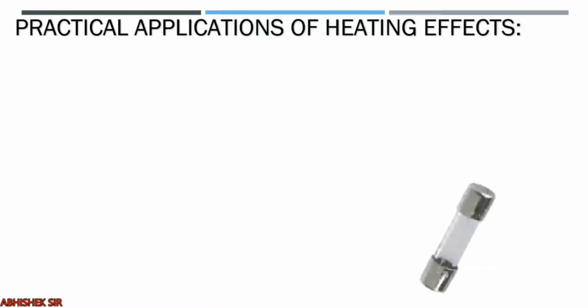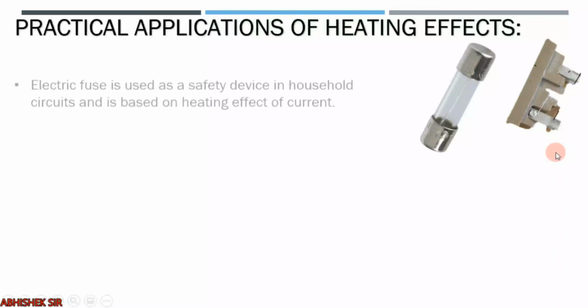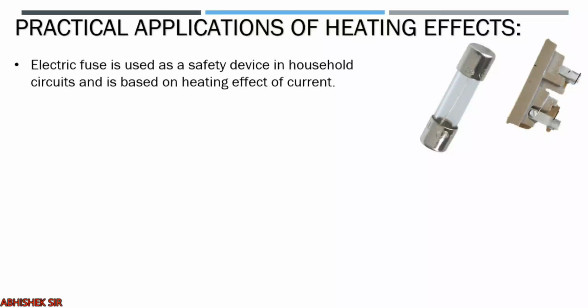Now some more applications of the heating effect. You can see this one. What is this? Another hint. We have two pictures over here. You might not have seen this one, but this one is common in the main electric board of our houses. Yes, this is the electric fuse. The electric fuse is used as a safety device in household circuits, and it is based on nothing but the heating effect of electric current.